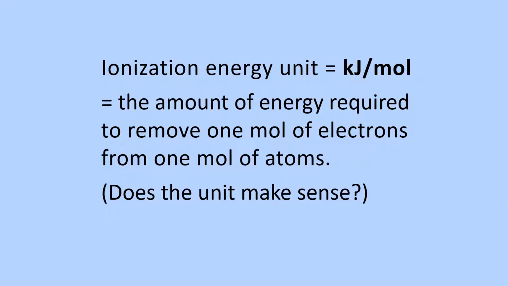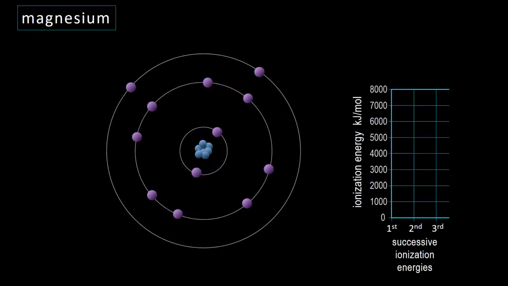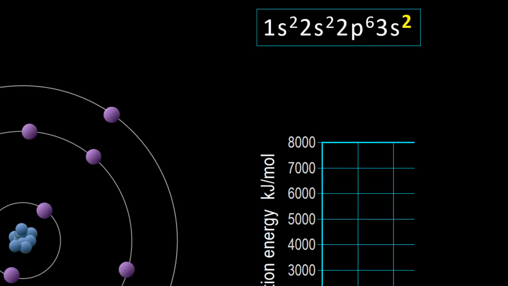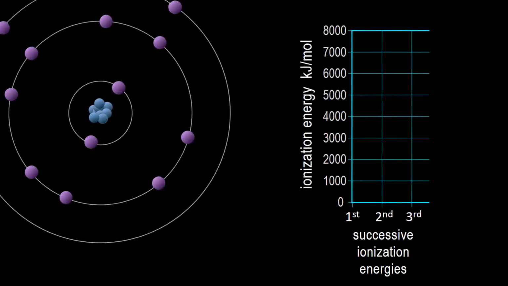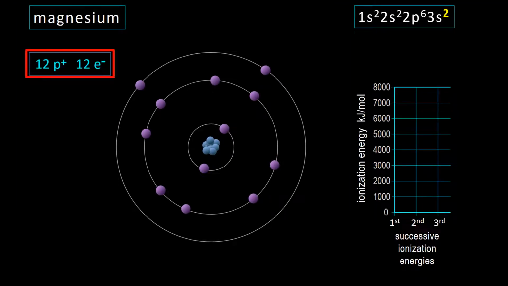Given this definition, does the unit kilojoules per mole make sense? Let's begin by taking a look at energies required to remove electrons from magnesium. The electron configuration is shown at top right, and we are keeping track of the ionization energy in the graph at bottom right. And we see that neutral magnesium has 12 protons and 12 electrons. Note that magnesium wants to lose its 2 valence electrons to acquire the stable electron configuration of neon.